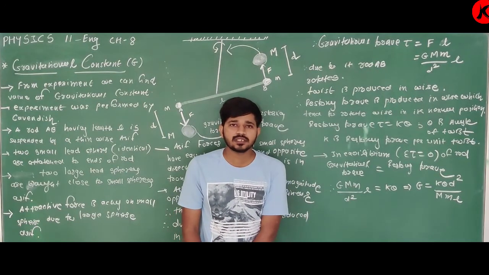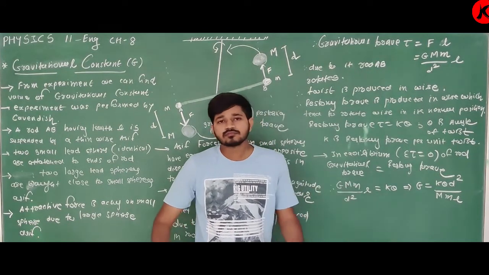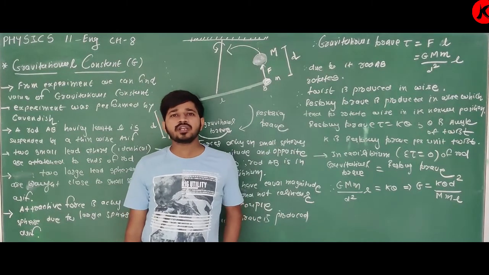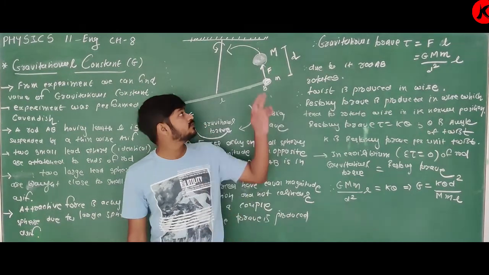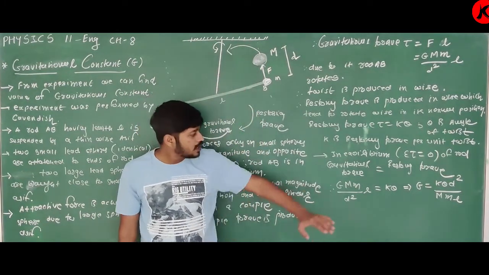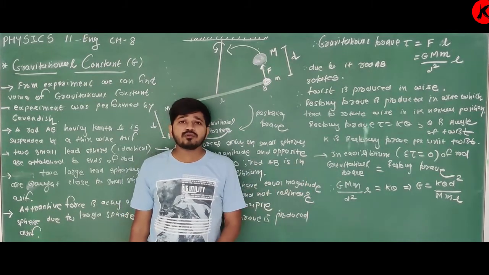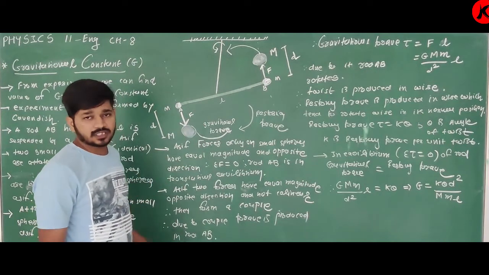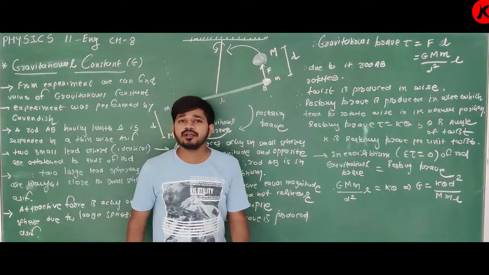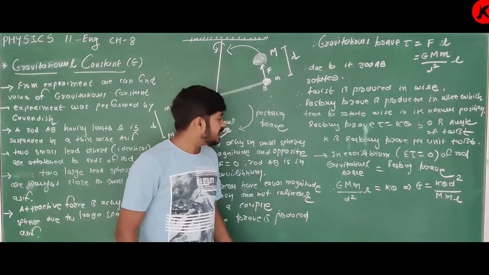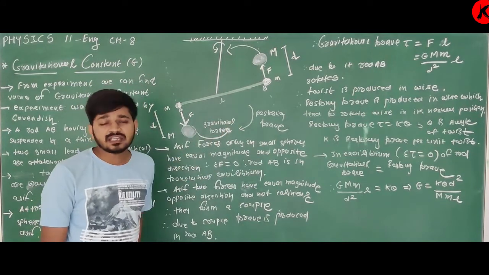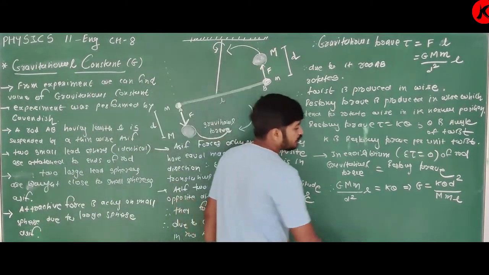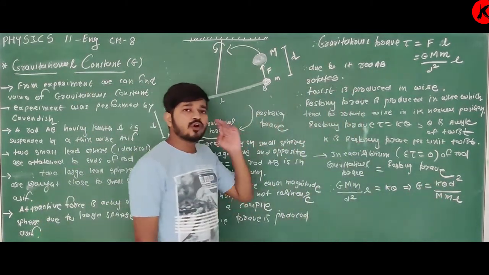Clear about this? K, restoring torque per unit twist, depends on the material of this wire. It is known. Theta, you can easily find, is the angle of twist. D, the distance between the small sphere and large sphere, is also known. M and m, the masses of large and small, you know. L, the length of the rod, is again given. So from all these values, you can easily find the value of G.